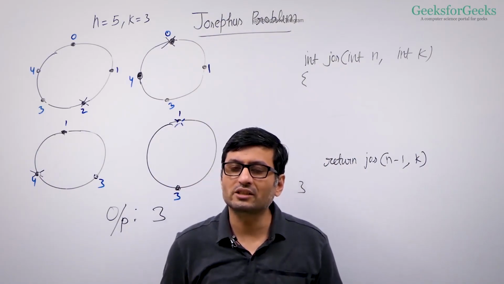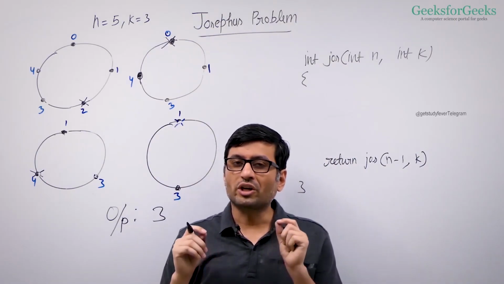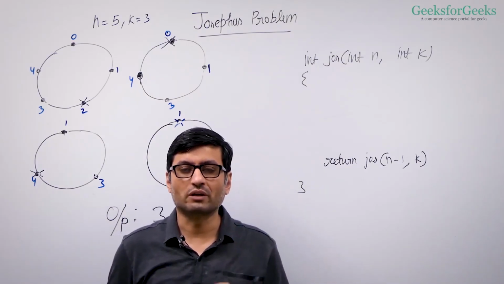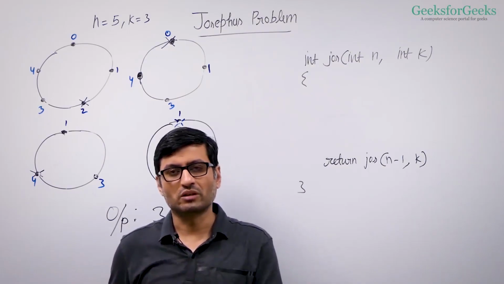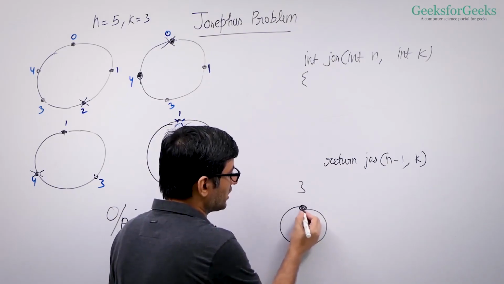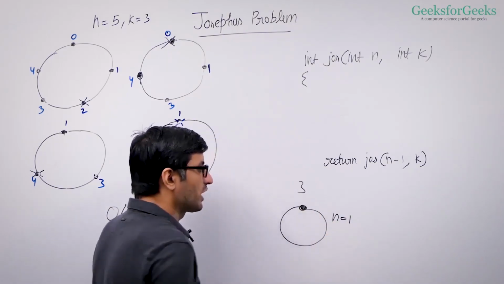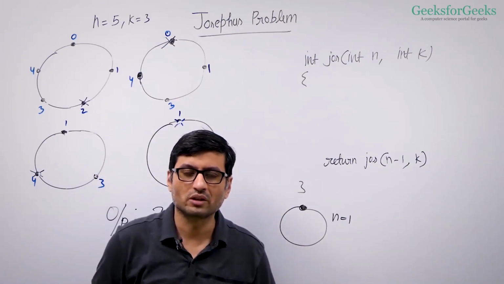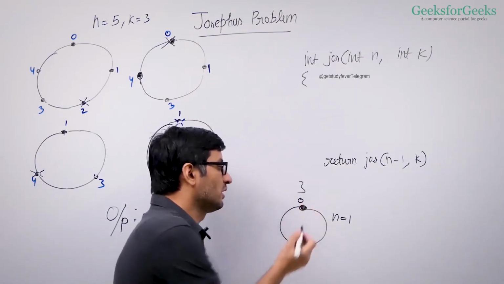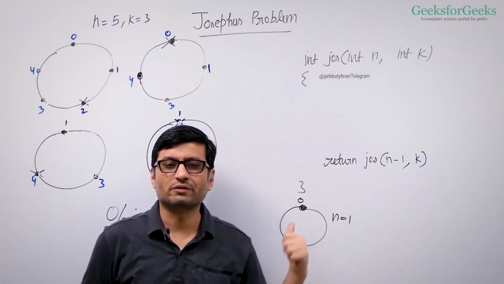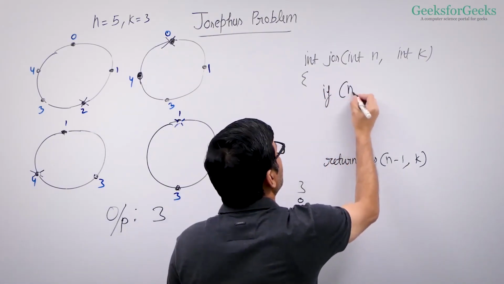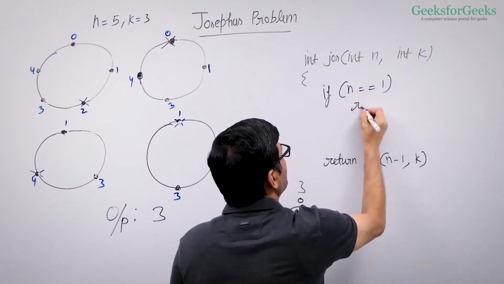What about the base cases? You are reducing n by 1, right? So your n is say 5, you will make it 4, 3, 2, 1. When will you stop? When n becomes 1. And what will be your output when there is only one person in the circle? When there is a circle with n equal to 1, whatever k is, what is going to be your output? If k is 1, this person is going to be killed, the person number 0. If k is 2, then also this person is going to be killed. If k is 3, then the same person. So if n is 1, then the output is going to be 0.